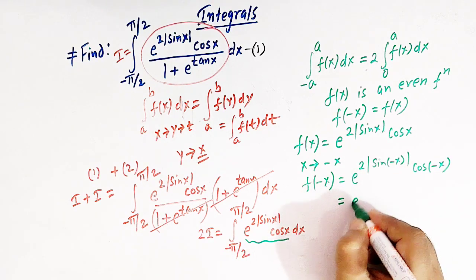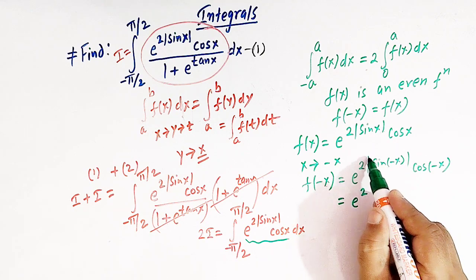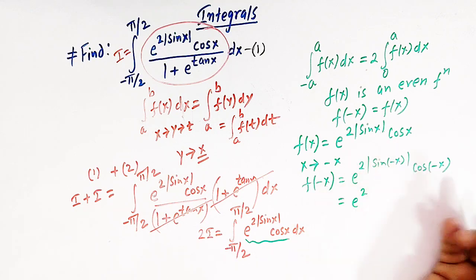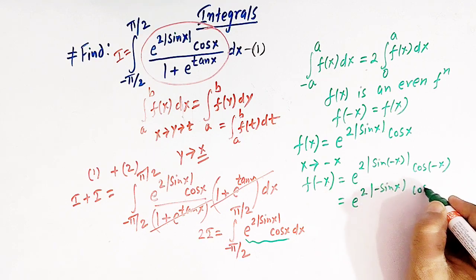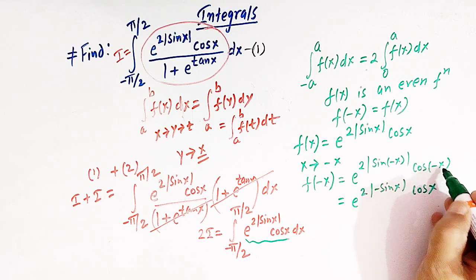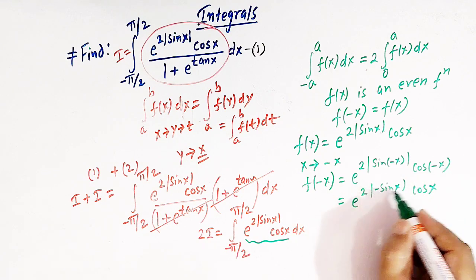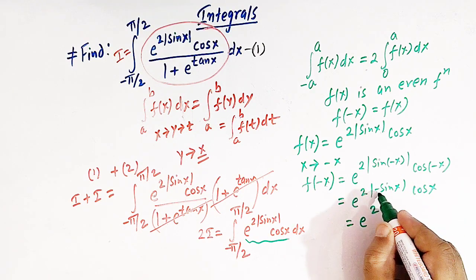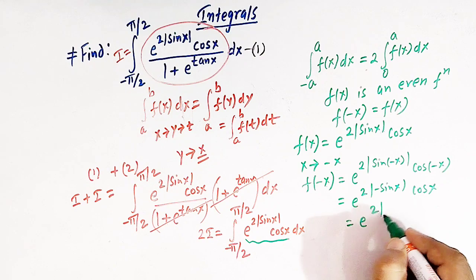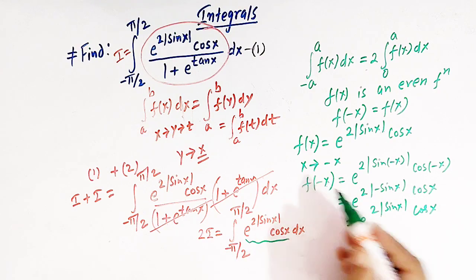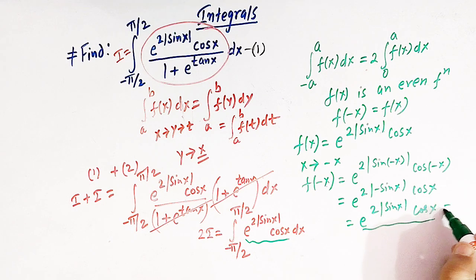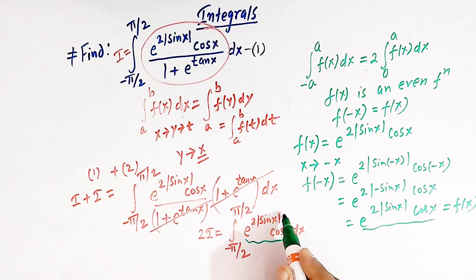So we have seen earlier that mod of sine of minus x is mod of sine x. Here we have simply cos x, because cos of minus x is cos x, and mod of minus sine x is simply mod of sine x, right? So we see that f of minus x is equal to f of x. So this function is an even function, right?